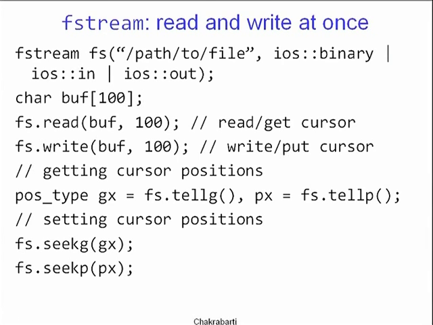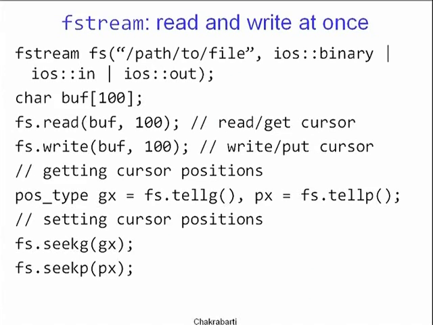So in fact, all these flags, iOS binary, iOS in, iOS out, these are just integers. But they're all powers of 2 inside the system. When you OR them, various bits are set. And the fstream class reads that integer and finds out what bits are set to decide how to start up, whether I should change the write cursor and so on correctly. And then the fstream class provides these all important methods. So look at these 3 or 4 methods very carefully.